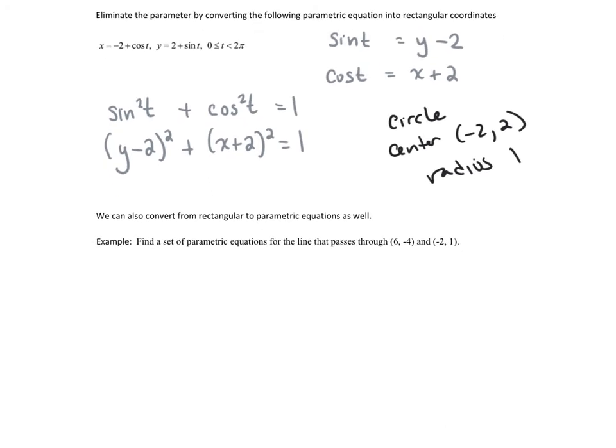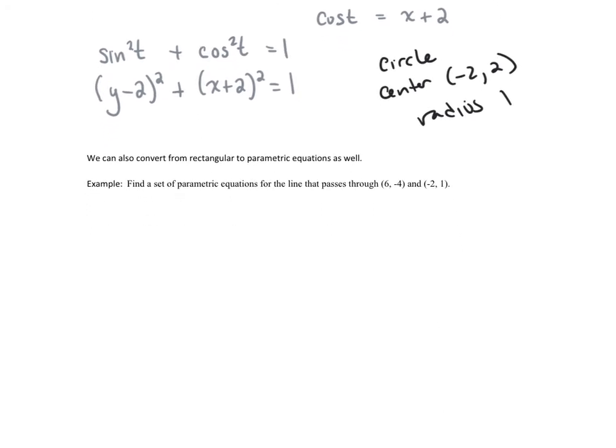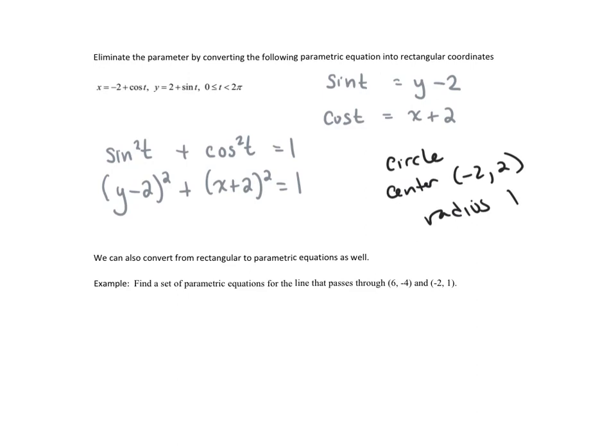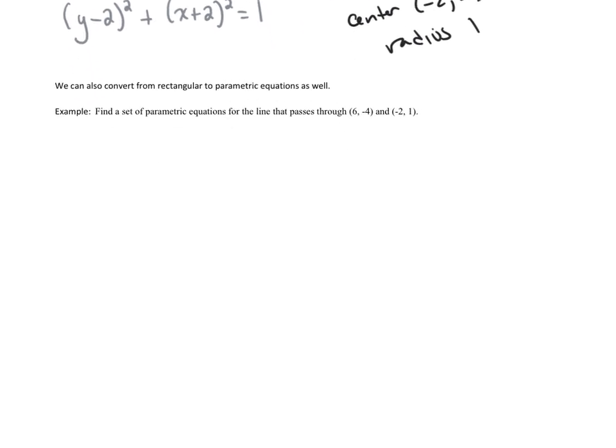Finally, we can also convert rectangular to parametric equations. So if I have a rectangular equation, something with x, y, I can make it a parametric equation. So here's an example. It says find the set of parametric equations for the line that passes through 6, -4, and -2, 1. Well, first I have to find that equation.